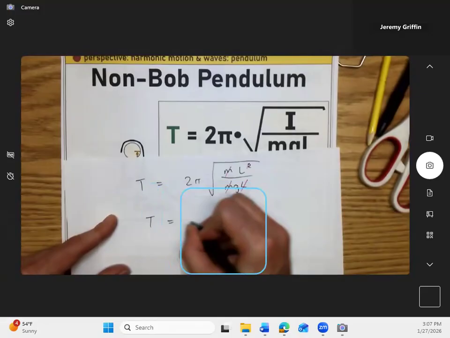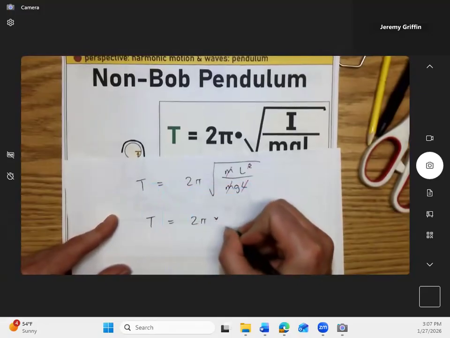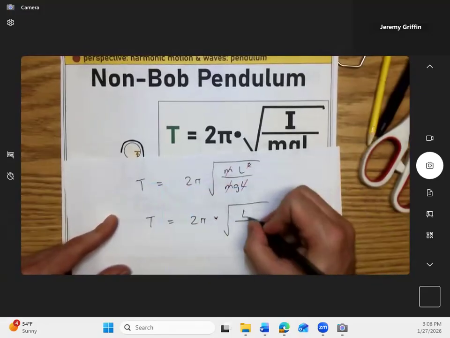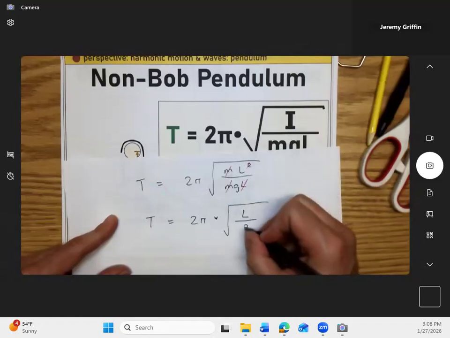It was T equals 2 pi, a big old square root, a fraction. Up here I just have 1L, and here I just have the G.